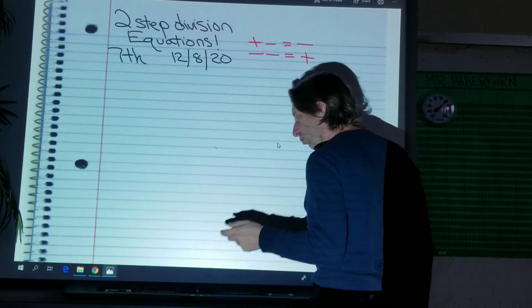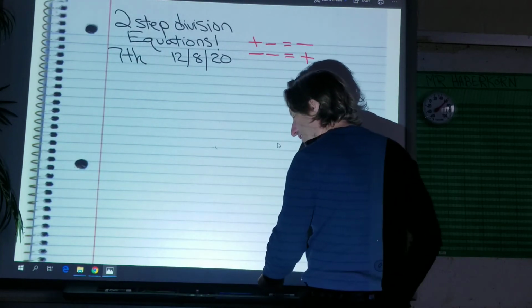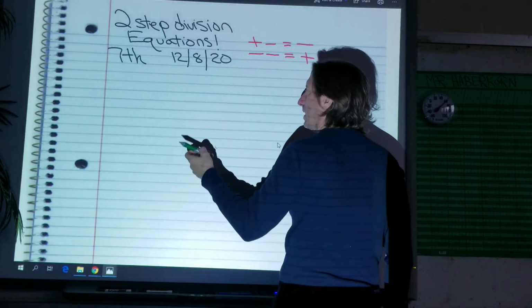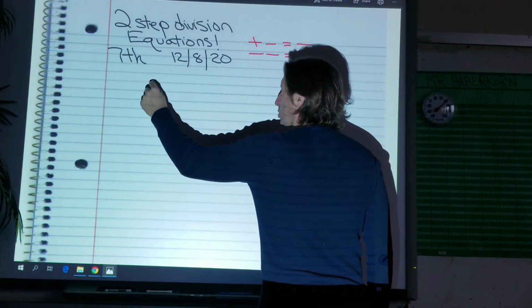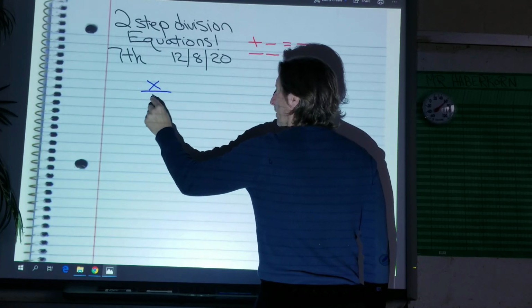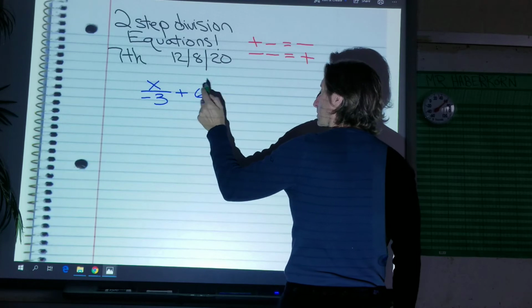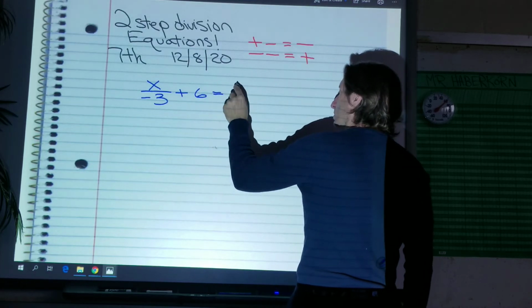And I'm mostly going to write them with the fraction version, because that's how you're going to see them more often as you guys get older. You won't see that division side very often. So let's do x divided by negative 3 plus 6 equals 11.